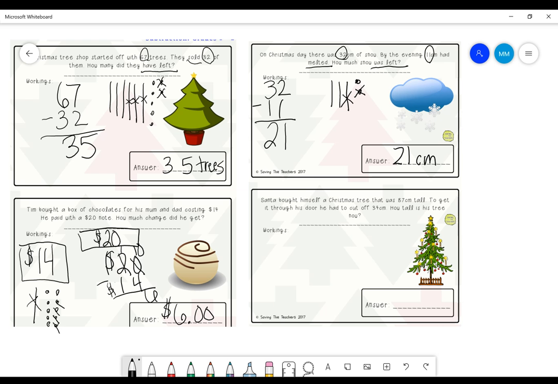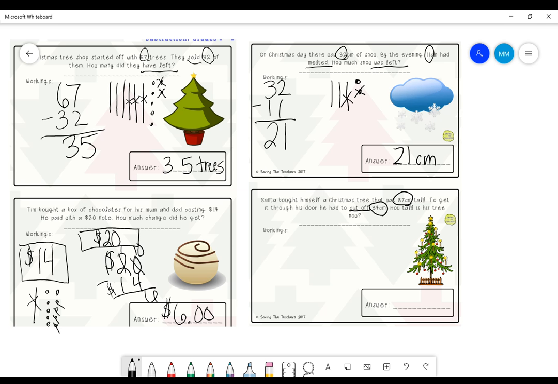All right, and we are wrapping up with this very festive Christmas tree. It says Santa bought himself a Christmas tree that was 87 centimeters tall. To get it through his door, he had to cut off 34 centimeters. How tall is his tree now? All right, let's listen to that again and let's figure out if we are adding or subtracting. Santa bought himself a Christmas tree that was 87 centimeters tall. To get it through the door, he had to cut off 34 centimeters. How tall is his tree now?